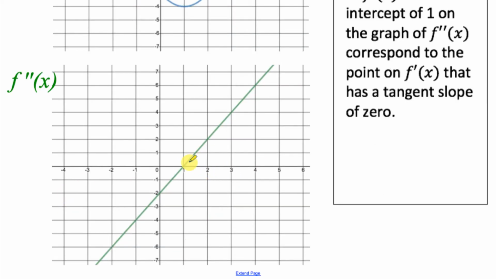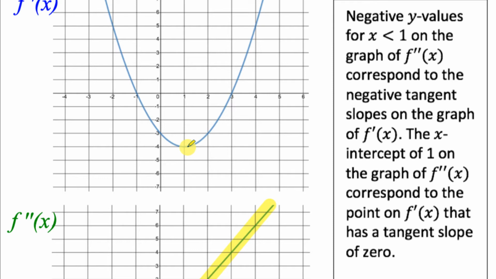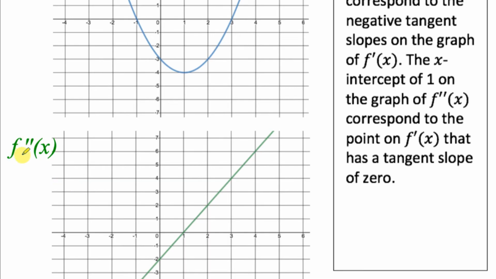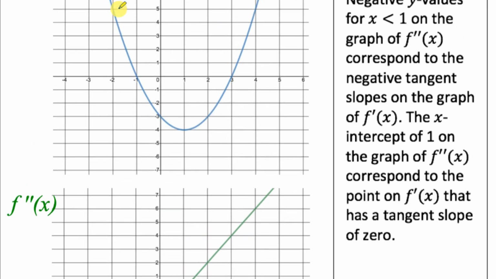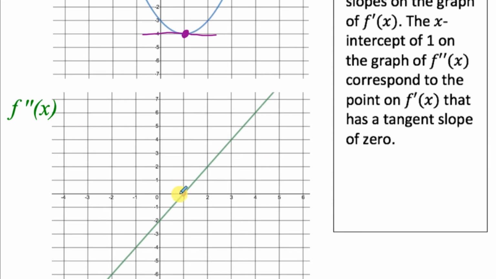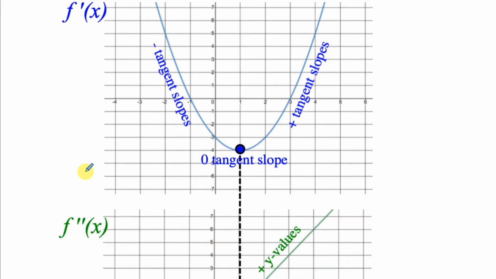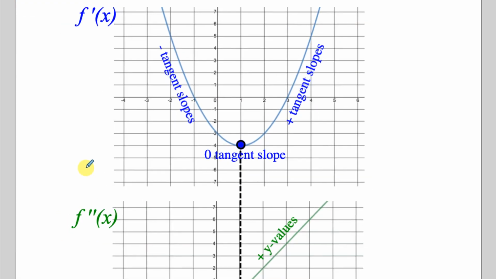And then the second derivative having positive y values when x is greater than 1 tells us over that interval the first derivative must be increasing, and it is. Remember, the second derivative tells us the rate of change of the first derivative. And notice at this point right here, when x is 1, the first derivative is not changing. It has a tangent slope of 0, which means the second derivative would have a y value of 0 at that point. So here it is written neatly for you.